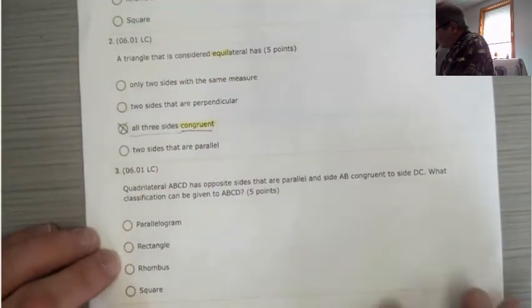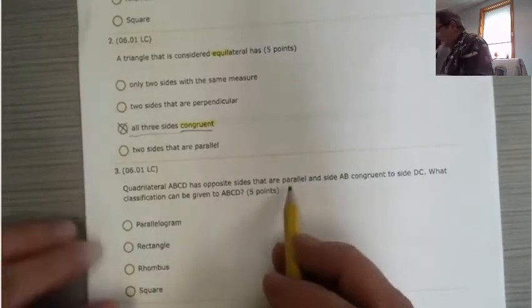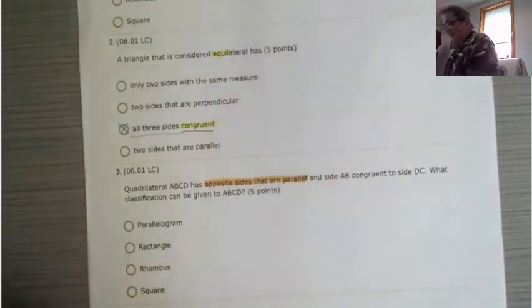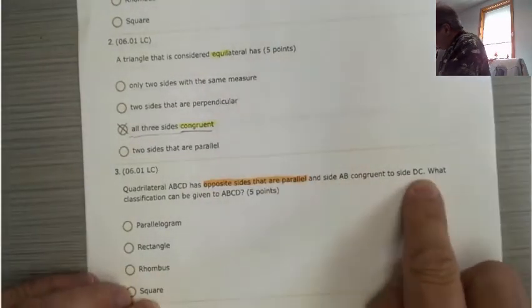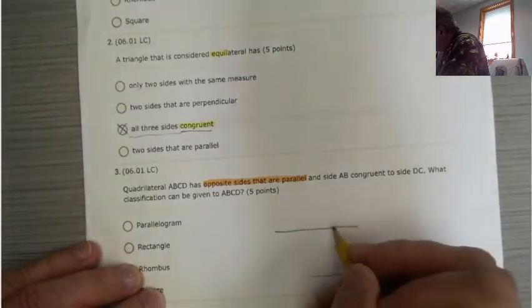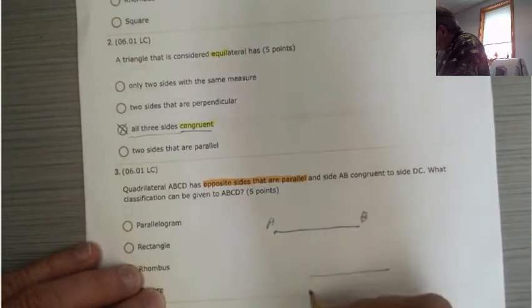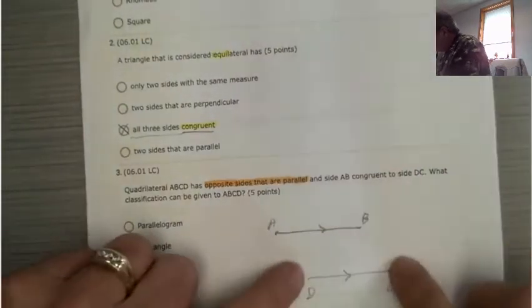Okay, so quadrilateral ABCD has opposite sides that are parallel. Okay, opposite sides are parallel. So that means right away we're dealing with a parallelogram for sure. And side AB is congruent to DC. So these are the same length. We don't know for sure if it's a rectangle or whatever. We just know that the length from A to B is the same as from D to C, right? And we know these are parallel, and it said the opposite sides, so these are parallel. If these are the same length, these have to be the same length.